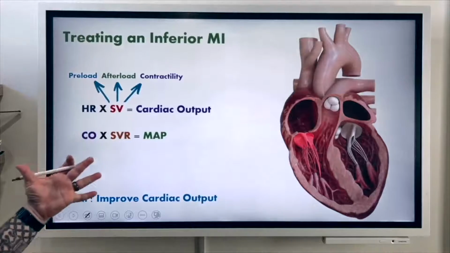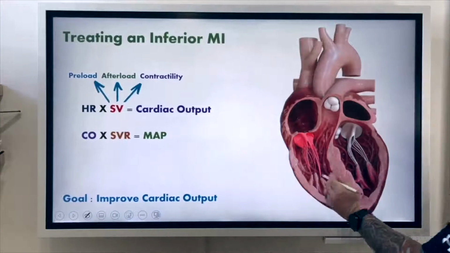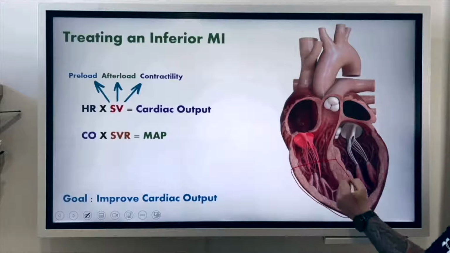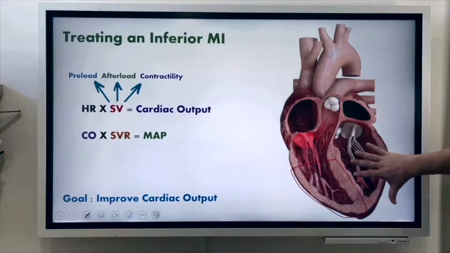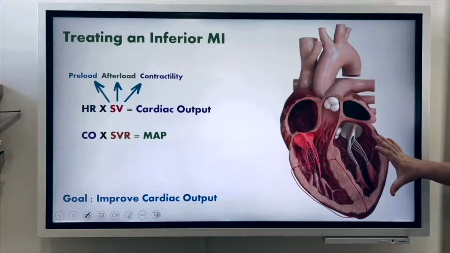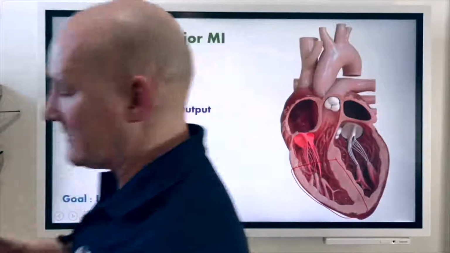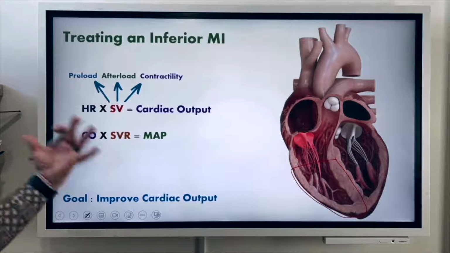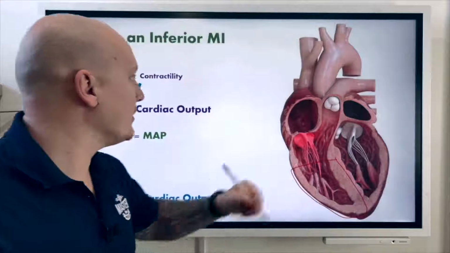Well, in an inferior MI, typically, like we said, we're having the right ventricle that's going to be affected, and portions of the inferior wall of the left ventricle itself. But we're going to focus on this right ventricle that's going to be predominantly affected in an inferior MI, especially if we confirm it with V4R and aVL as well, which is looking at this lateral wall here.